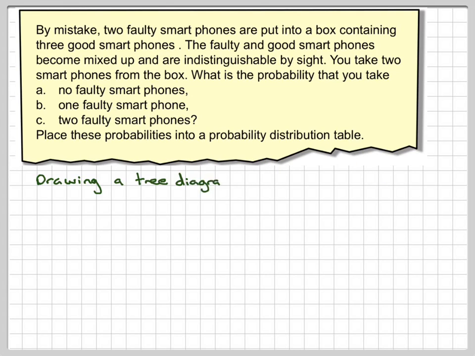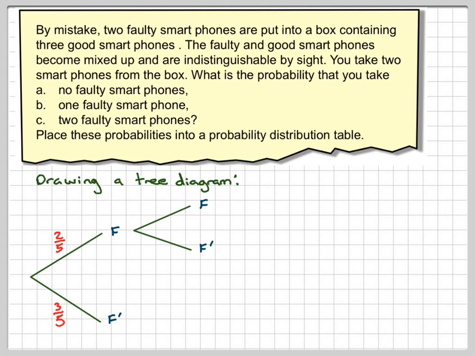So, drawing a tree diagram. First of all, for the first phone you take out, it could either be faulty or not faulty. The probability of being faulty is 2 out of 5. It's 2 out of 5 because there are 5 phones altogether, 2 plus 3, and 2 of them are faulty. Therefore, the probability of not being faulty is going to be 3 out of 5.